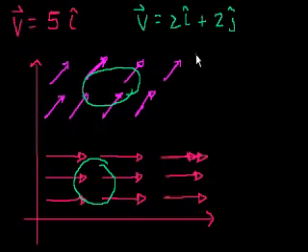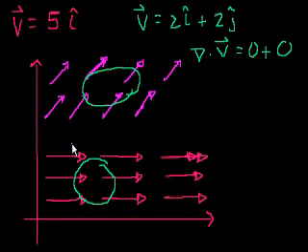And that makes sense because the divergence of this vector field, well, both of them actually, is the partial derivative of 2 with respect to x, well, that's 0, plus the partial derivative of 2 with respect to y. Well, that's also 0. Anyway, I've run out of time again. I will see you in the next video.